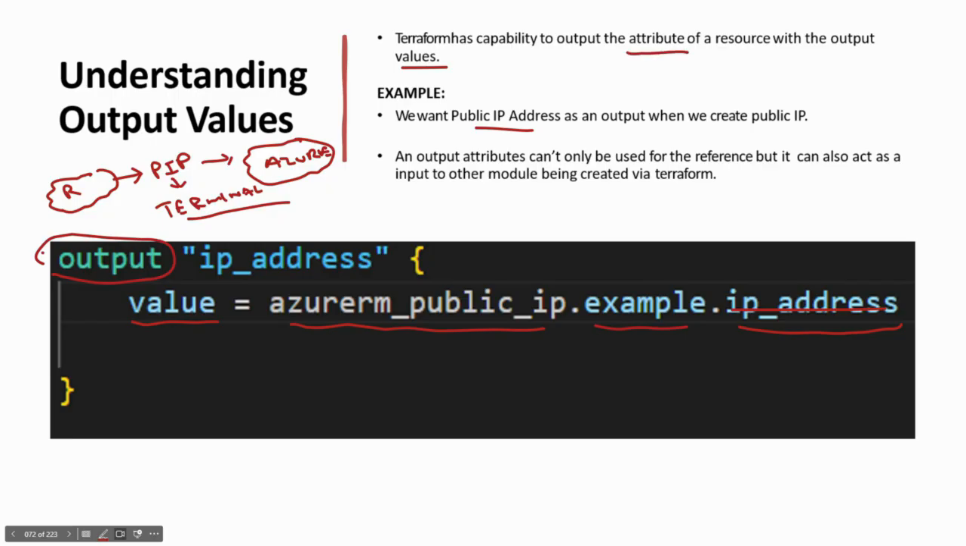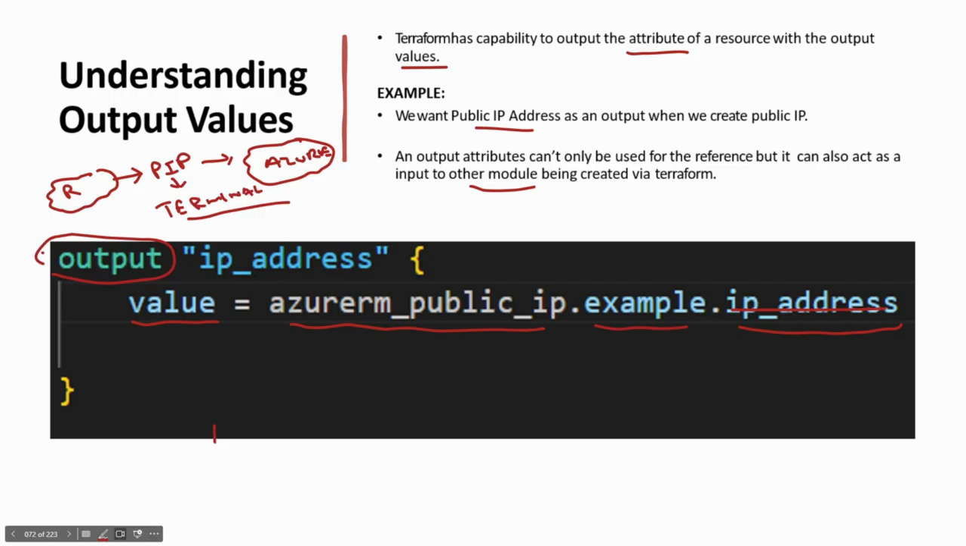Second thing, an output attribute can not only be used for reference, but it also acts as an input to other modules being created by Terraform. We haven't discussed the Terraform module yet. We are going to have a very detailed discussion in our upcoming videos, but let's take an example to understand it.